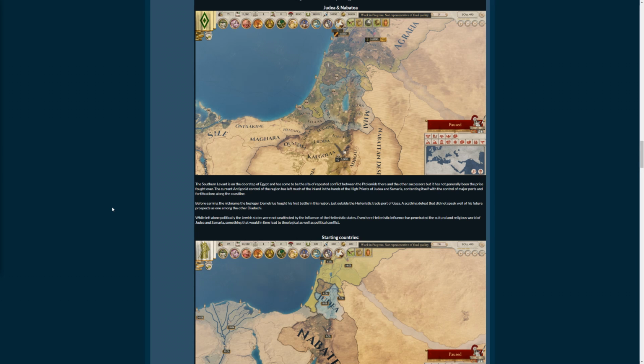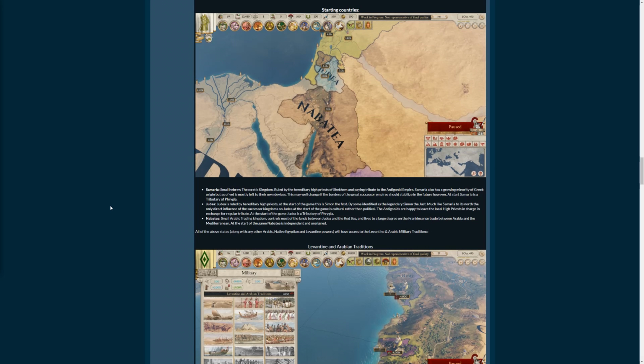Before earning the nickname the Besieger, Demetrius fought his first battle in this region just outside the Hellenistic trade port of Gaza, a scathing defeat that did not speak well of his future prospects as one of the other Diadochi. While left alone politically, the Jewish states were not unaffected by the influence of the Hellenistic states. Even here, Hellenistic influence has penetrated the culture and religious world of Judea and Samaria, something that would in time lead to theological as well as political conflict.